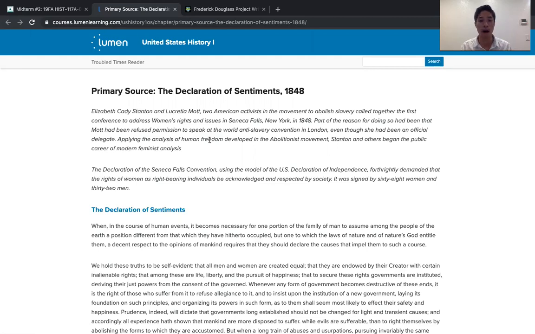You have suffragists coming together, women who wanted to push for voting, to give themselves the right to vote. And what they have done is that they have emulated the Declaration of Independence. That's why it's called the Declaration of Sentiments. But I want you to read this document because it's more than just women not having the right to vote.